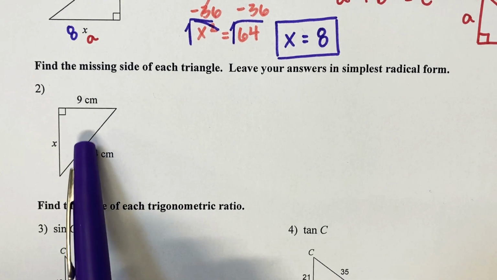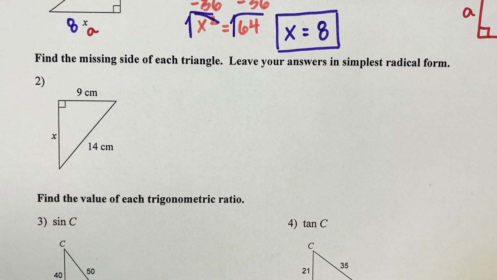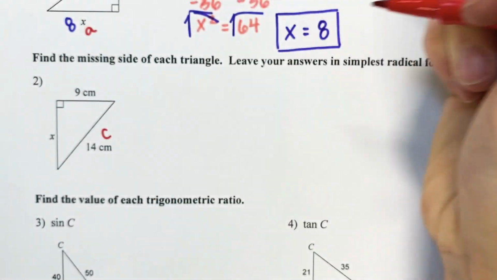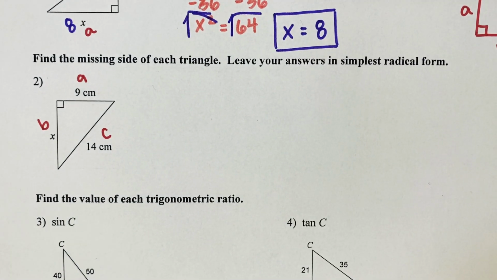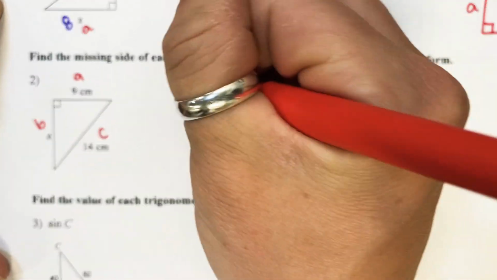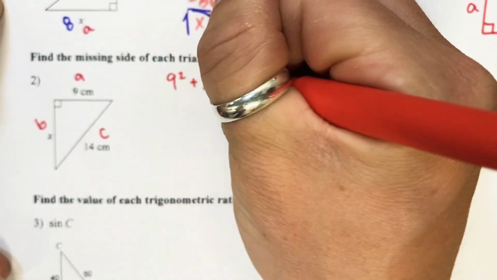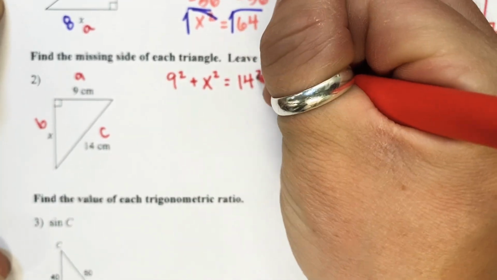We're going to solve it the exact same way. So let's label a, b, and c in number 2. I know that c is always my hypotenuse, so 14 is c. I'm going to make a 9 and b x. Awesome, so now let's just plug it into our Pythagorean theorem. a squared, so 9 squared, plus b squared, x squared, equals c squared, 14 squared.